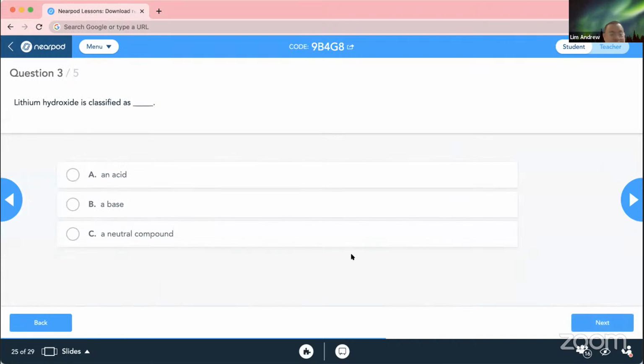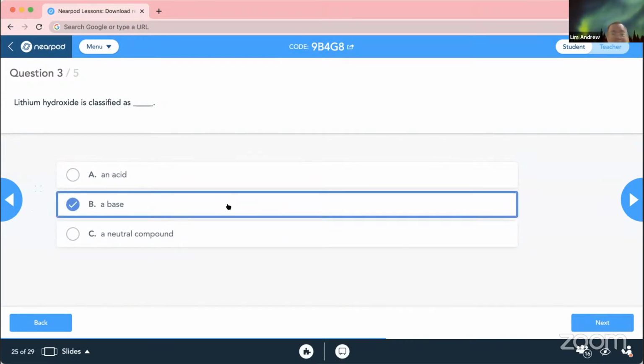Next up, lithium hydroxide. We learned today that as long as the name has the word hydroxide, it is classified as a base. If the name has the word acid, it is classified as an acid. All right, next question.